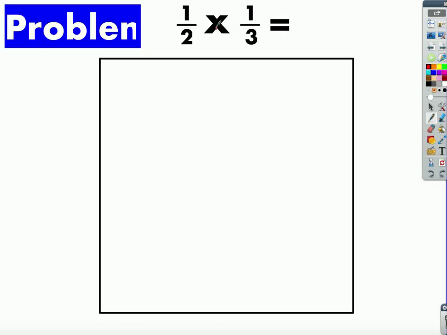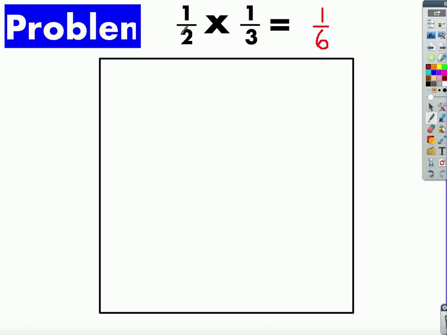Now all you do when you multiply fractions is you multiply the numerators and the denominators. So top times top, 1 times 1 is 1, and then 2 times 3 is 6. Now, when you multiply a half times a third, you get 1/6.